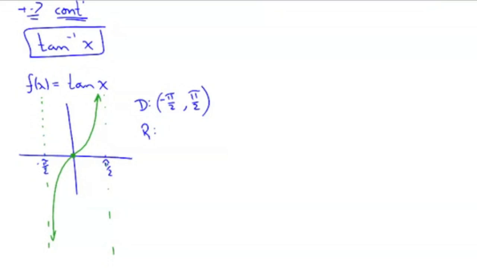Range. What's the range of this function? All reals. Negative infinity to positive infinity. So the nice thing about tangent is, sure, you get a small domain, but you get a big, big range. So when I do the inverse, tan inverse will accept any number you want to throw at it, but it's only going to spit out answers between negative pi over 2 and pi over 2.